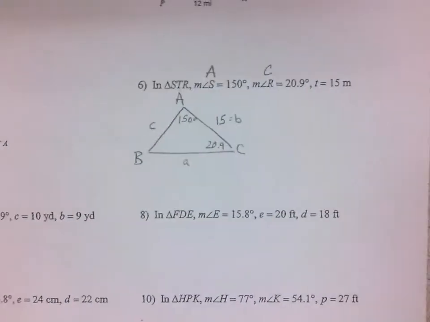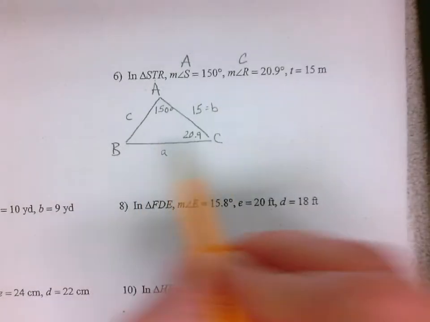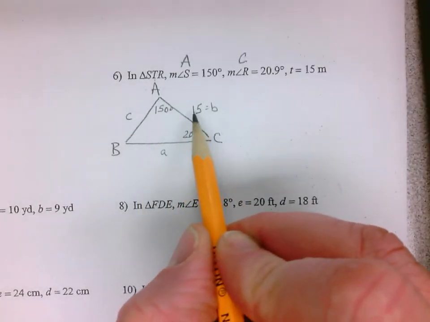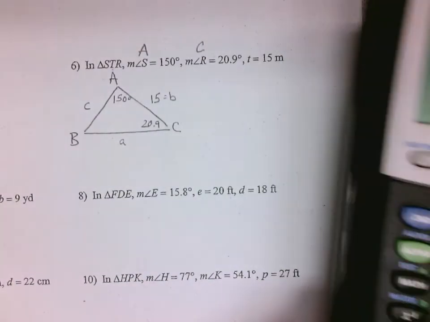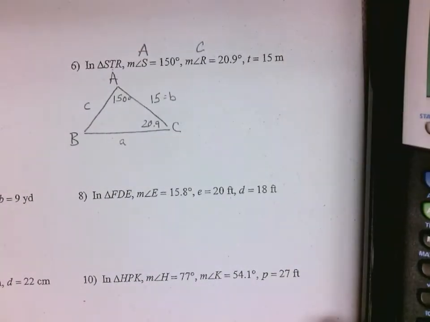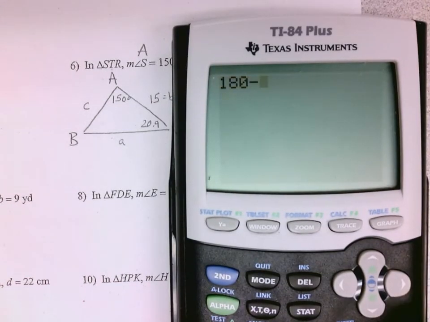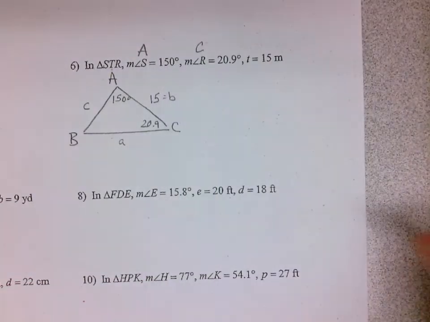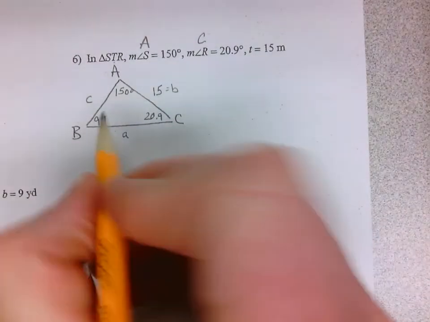So look at what you know, and some of you figured out this is the law of sines. The way you know you can use the sine rule is if you know a side and the angle across from it. So I'm going to find the rest of this angle. The triangle has 180, so if you subtract the 150 and the 20.9, you get 9.1. My diagram is not to scale, but it's okay.